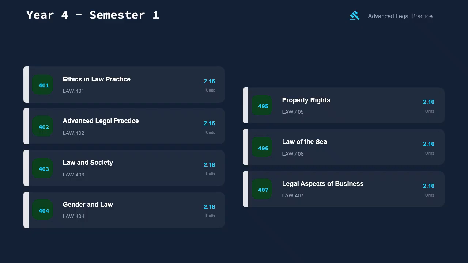Slide 10. Year 4, Semester 1, Advanced Legal Practice. Course, Law.406, Law of the Sea. Foundations of the Law of the Sea, Historical Evolution and Conventional Framework. 1.1 Historical Development, from freedom of the seas to comprehensive regulation.